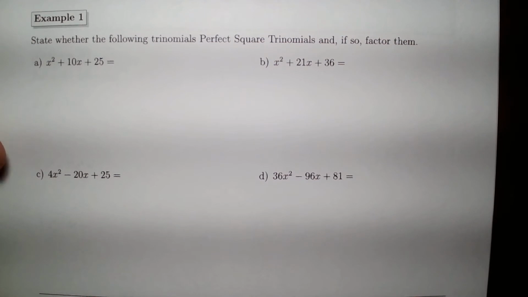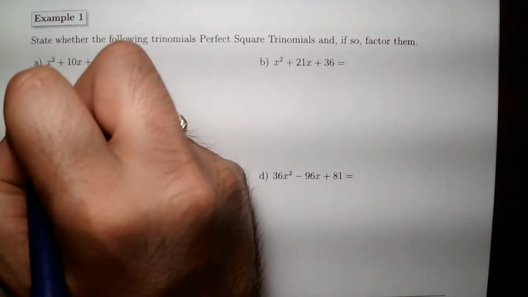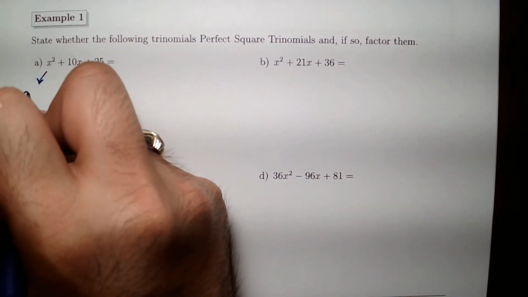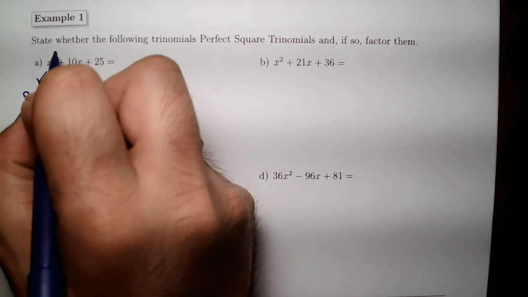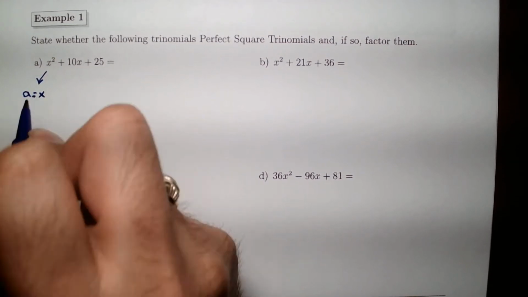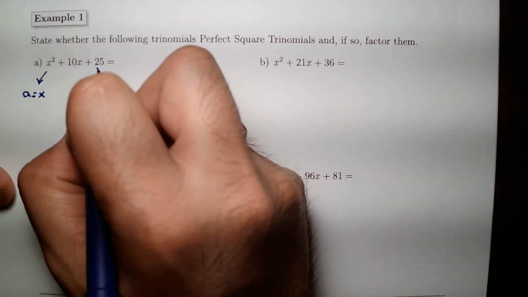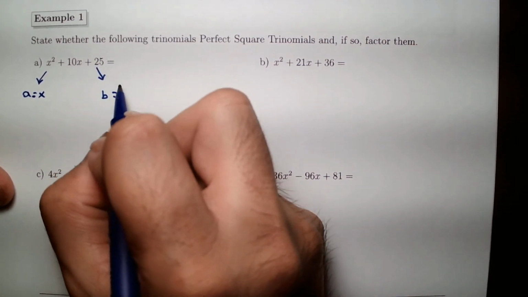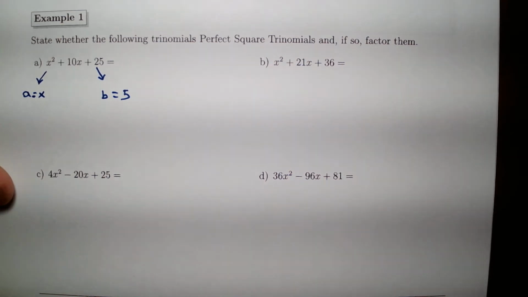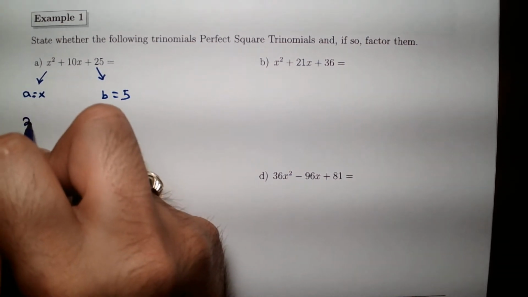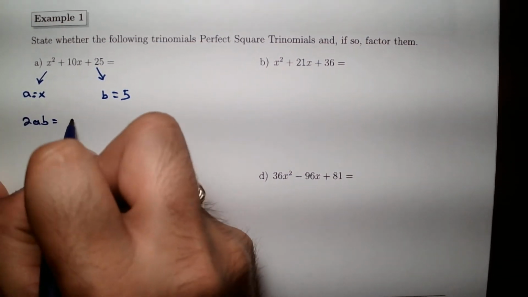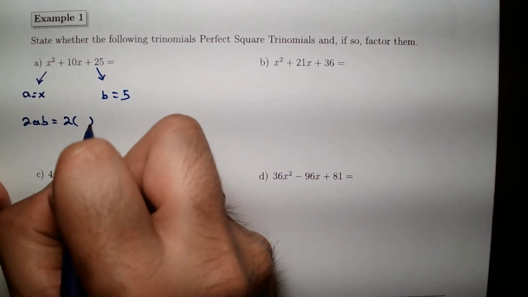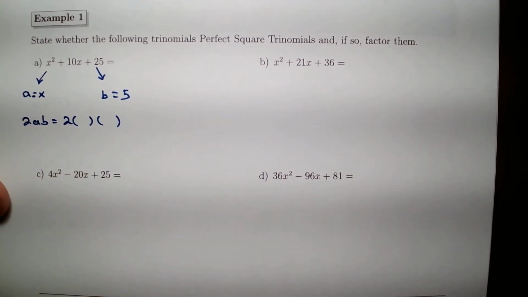The first thing we do is identify a. What quantity squared equals x squared? Well, in this case, x. And b, what quantity squared equals 25? That's 5. Now we need to multiply 2ab, so 2 times the quantity a times the quantity b.